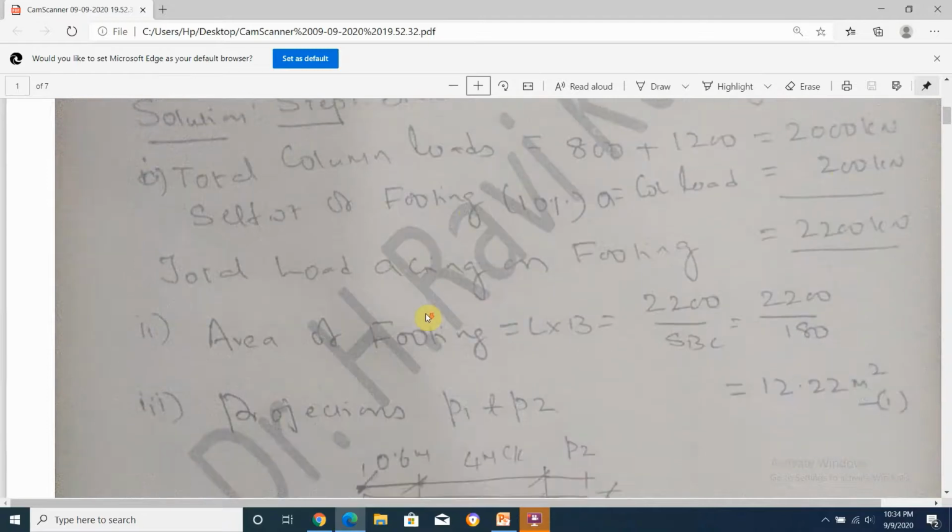With that idea, we calculate the area of footing as 2200 divided by the safe bearing capacity of soil. As this is not multiplied by a partial safety factor in the numerator, please do not multiply by the partial safety factor here either. Hence, I would get an area of 12.22 meters square.